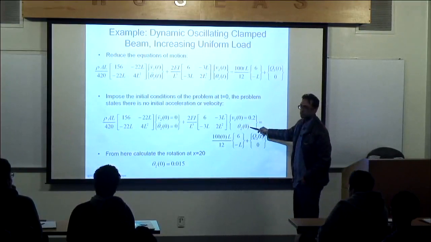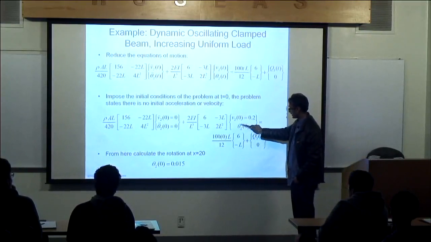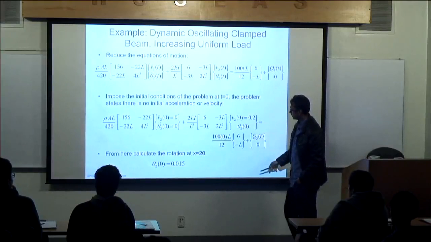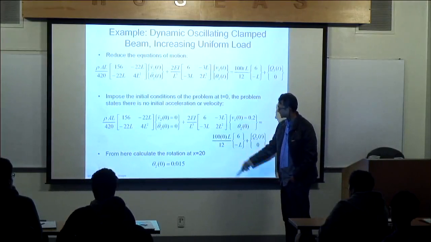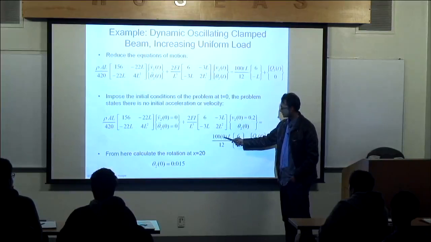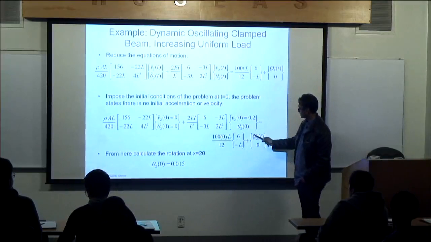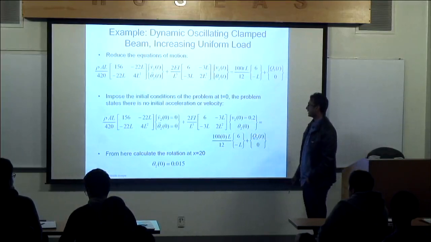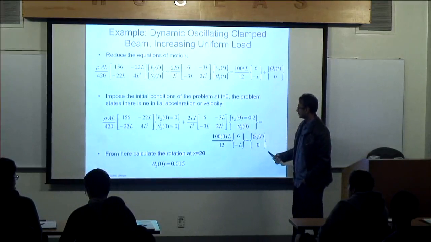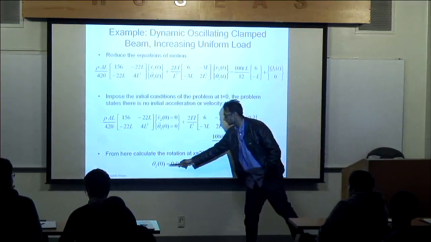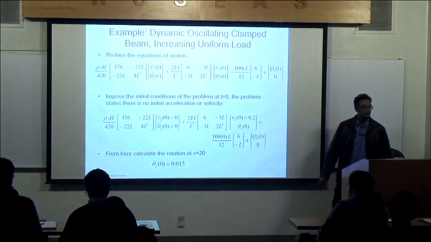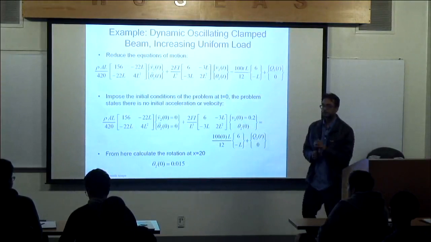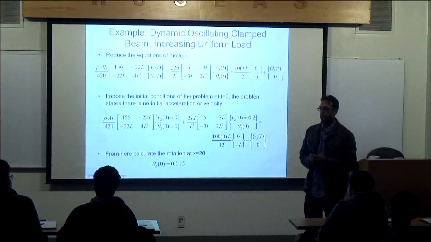Theta 2 is unknown. I don't know the rotation at that end. And that's equal to 100 times 0, because this distributed load is not acting at the beginning. So at t equals 0, that's 0. Q3, 0. So now I have two equations, two unknowns. I can solve for theta 2, so I can get the initial rotation at the beginning. Okay. You guys have a question on this? You follow it? Straightforward, right?